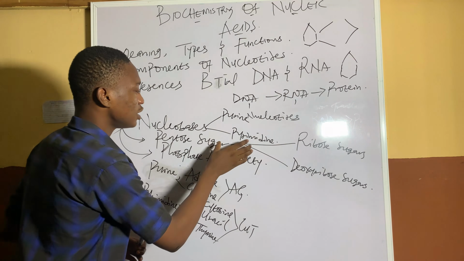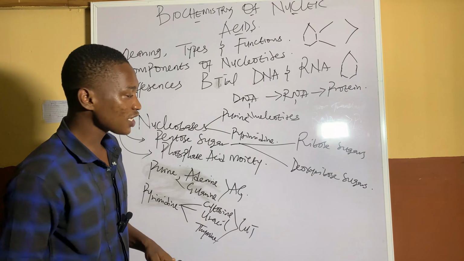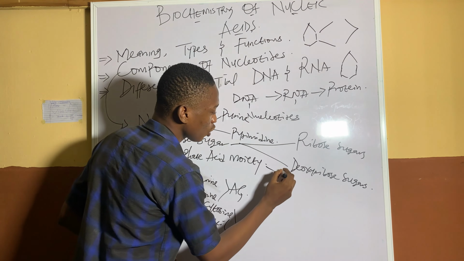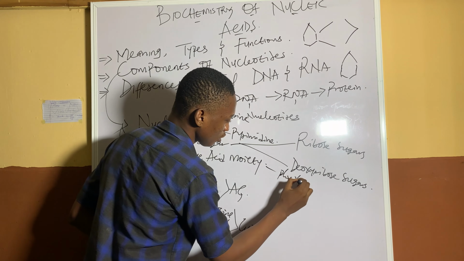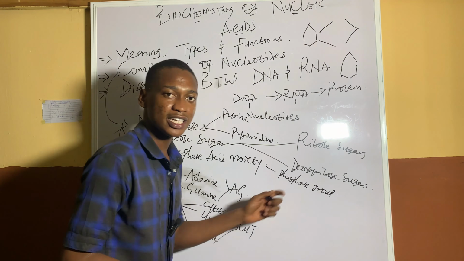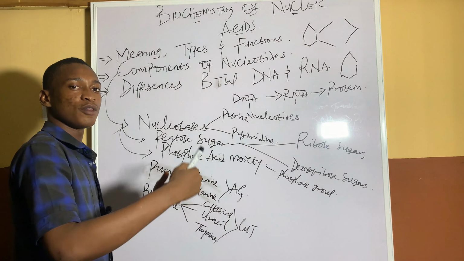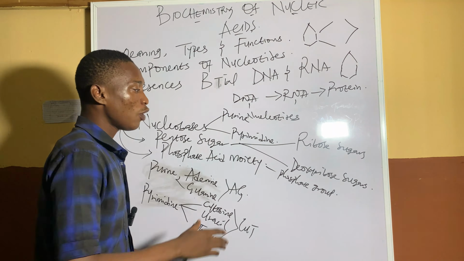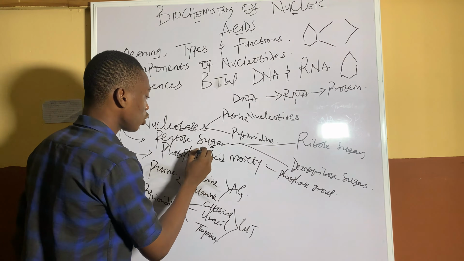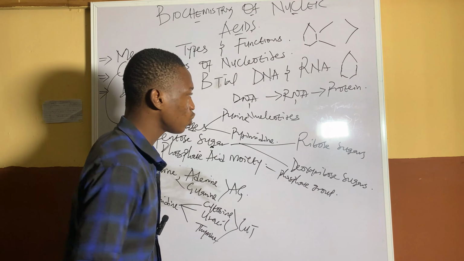Now, having understood the pentose sugar, I want us to look at the phosphate acid moiety. Now, the phosphate acid moiety is more like the phosphate group that is added to this. We call it the phosphate group. Are we together? That is added to this. Now, what I'm trying to say is that these three things combine to form a nucleotide. Meanwhile, I can have nucleobase plus pentose sugar plus phosphate acid moiety. I'll form a nucleotide.